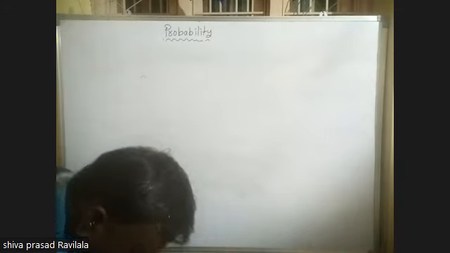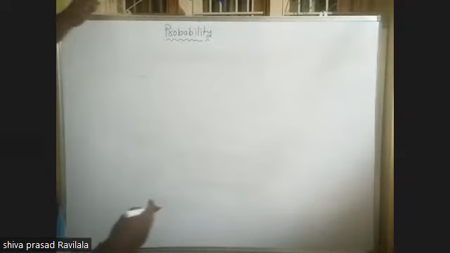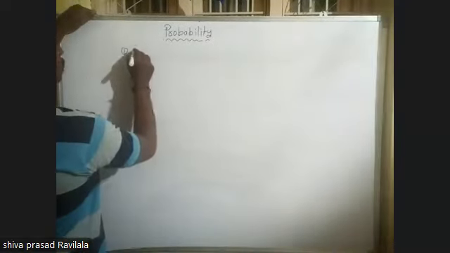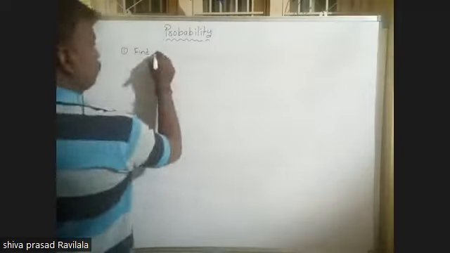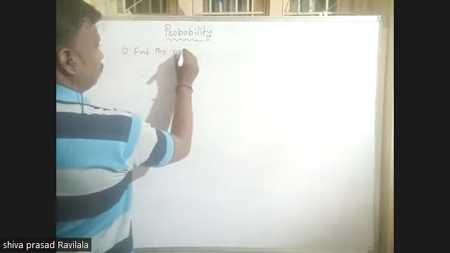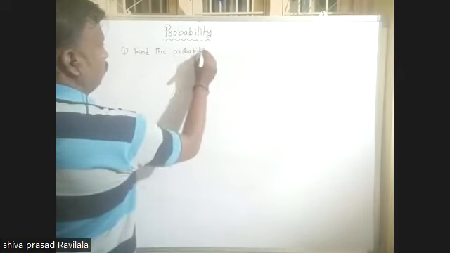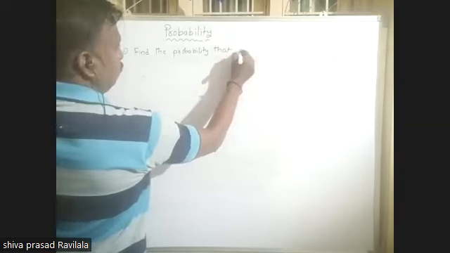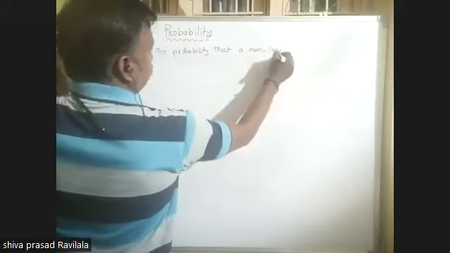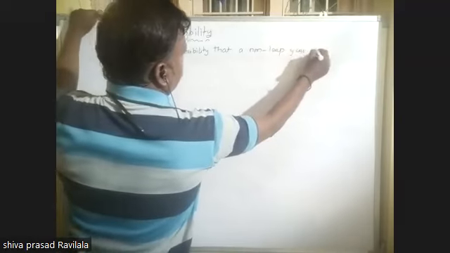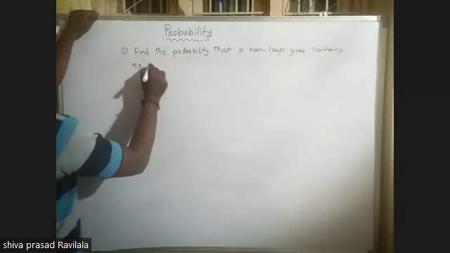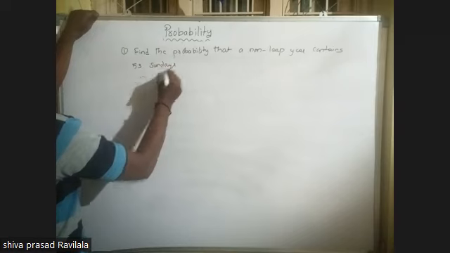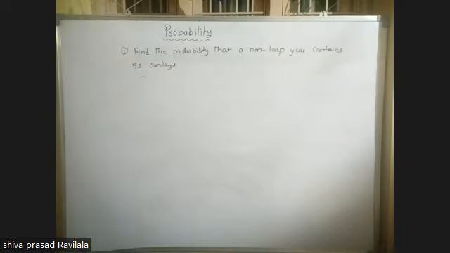Find the probability that a non-leap year contains 53 Sundays. Try to understand the meaning now. A non-leap year contains 53 Sundays. Try to understand the condition.